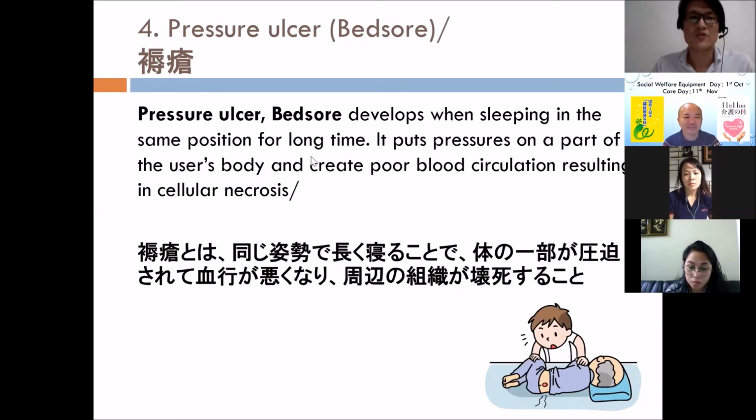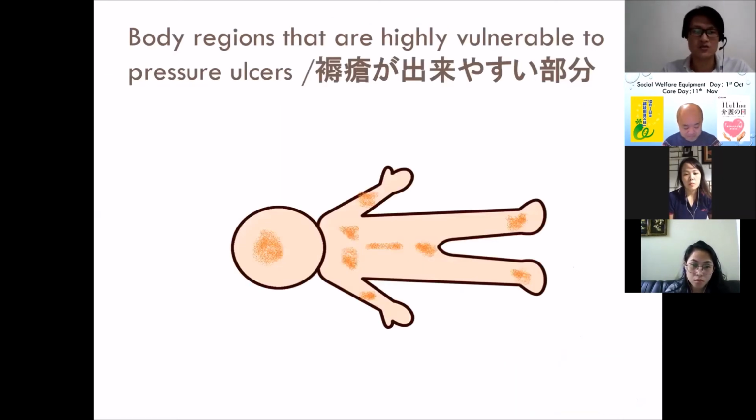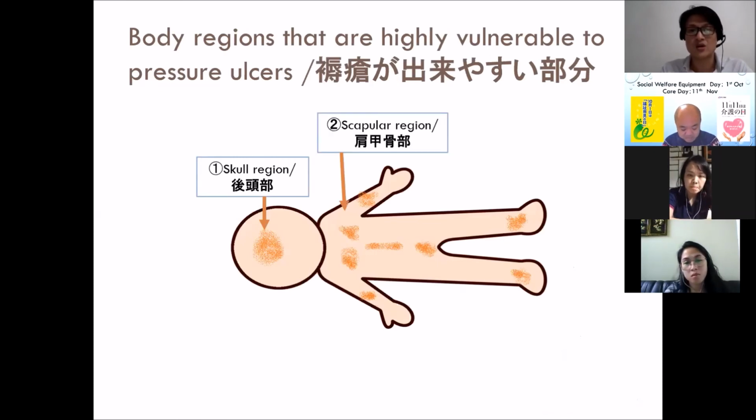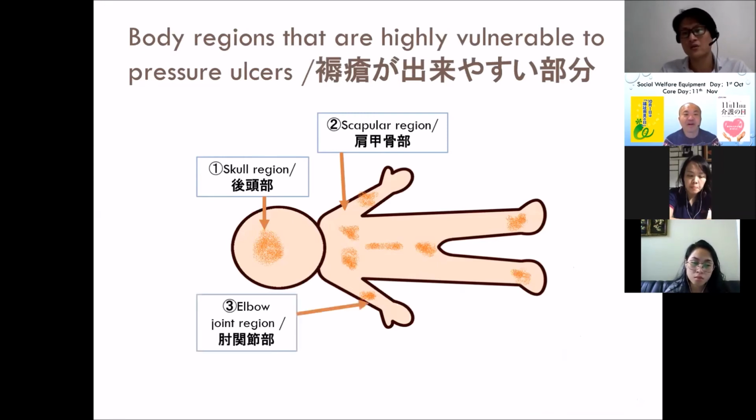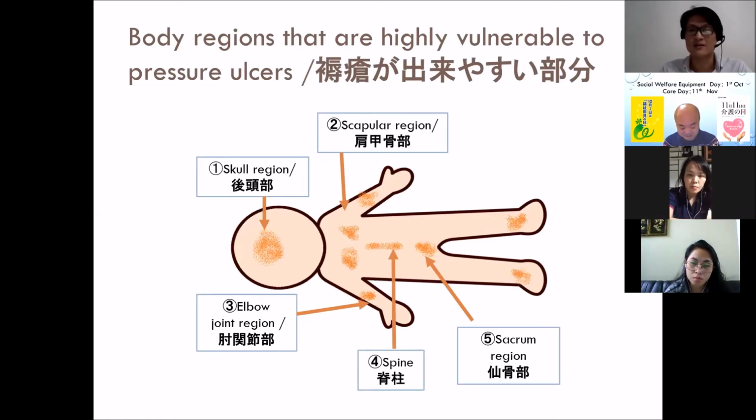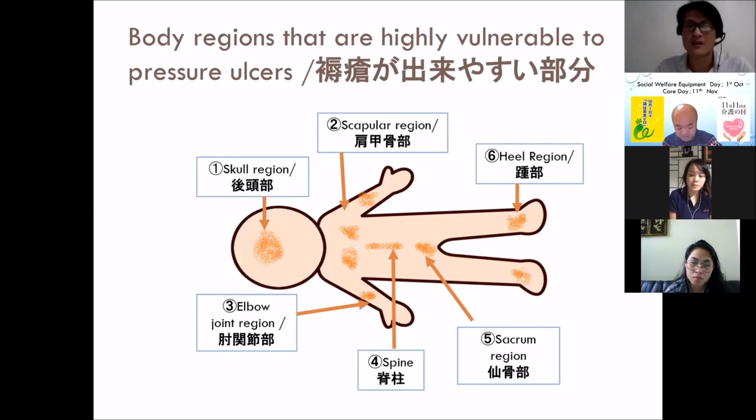There are body regions that are highly vulnerable to pressure. Like these: the skull region, because the bone protrudes, the scapular region and elbow, spine, sacrum region, sacral, and heel region. This is a vulnerable area. I mean, these areas easily develop bed sores.